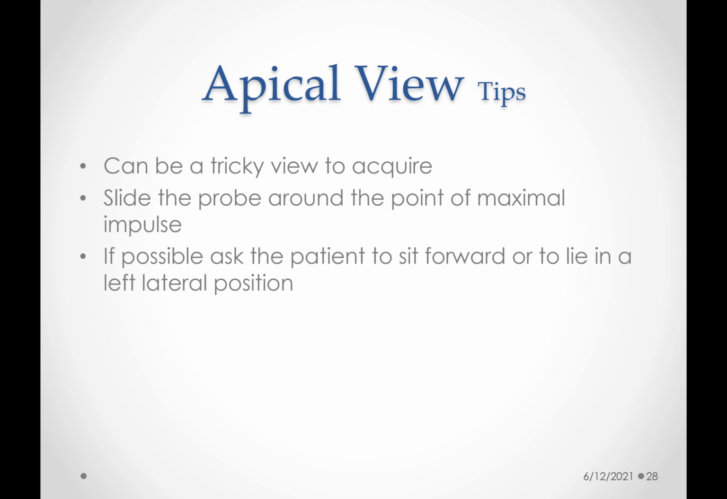It can be tricky sometimes to acquire an apical view, so you can always slide the probe around the point of maximal impulse. And again, if the patient is well enough, ask him or her to lie in a left lateral position or sit forwards. And by that way you can bring the heart nearer to the chest wall, and hence getting better views.